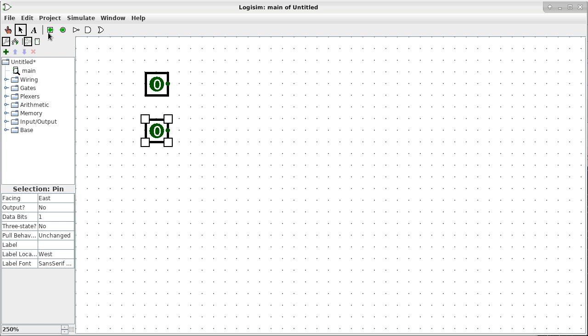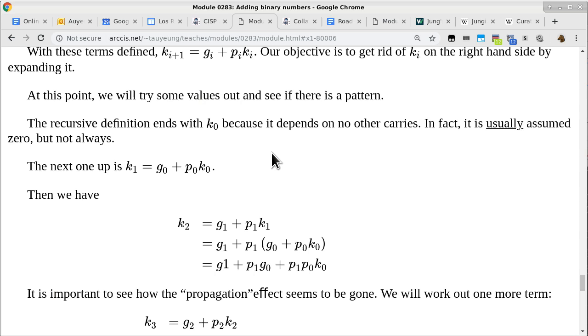So I'm making the assumption that G0 is already calculated. It is readily available. I'm assuming that P0 is the same way. And I'm also assuming that K0 is an input, so it's always available. So when I go back to the notes here, how do I turn this equation into a circuit? That's the question, okay? Well, I cannot really do the OR until I got this conjunction done. This conjunction has to be done before I do the disjunction.